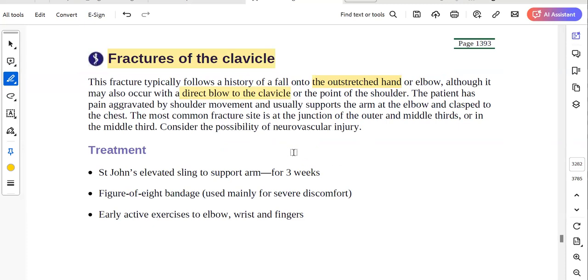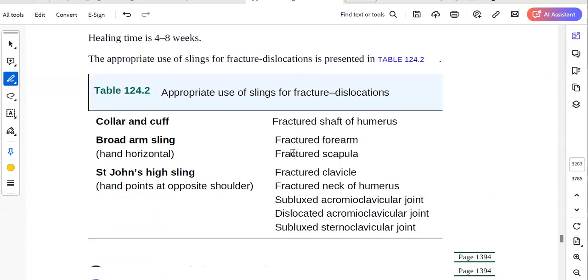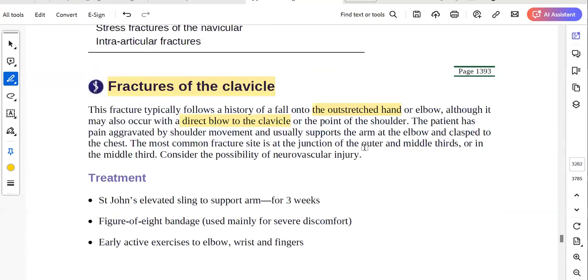The patient will have extreme shoulder pain. They might also support their arm at the elbow, and they will not move their arm on that side. Okay. The commonest site of clavicular fracture is the middle third. So the middle third is the main area where patients get a clavicular fracture.